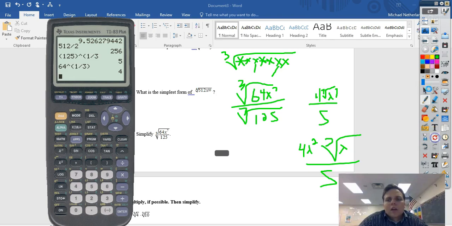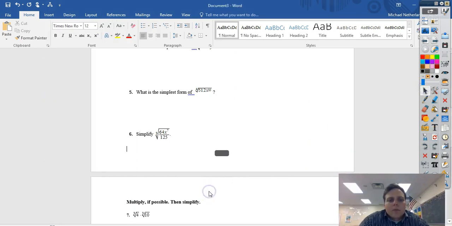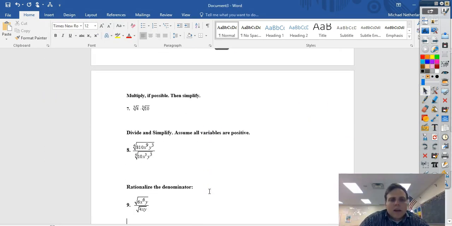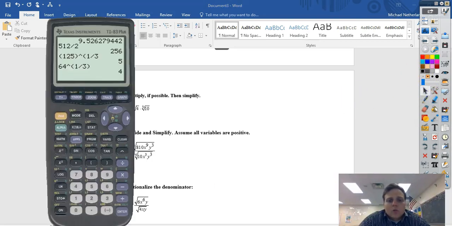Okay? Let's go on. Problem number 7. It says multiply the cube root of 4 times the cube root of 10. Well, let's check to see if I can take the cube root of 4. Let's see if they're making my life real simple here. Ah, they are not. So let's see if I can take the cube root of 10. See if they're making my life simple, at least on that one.